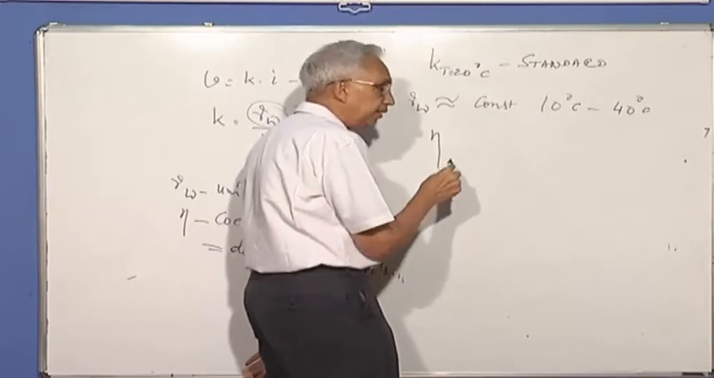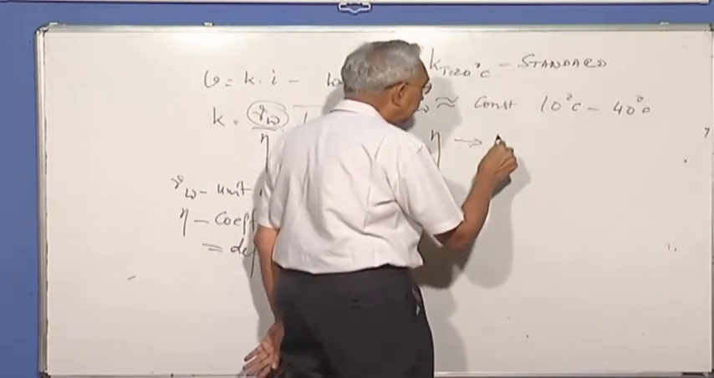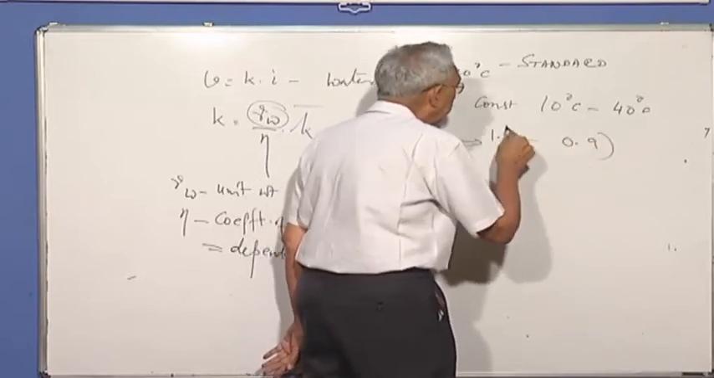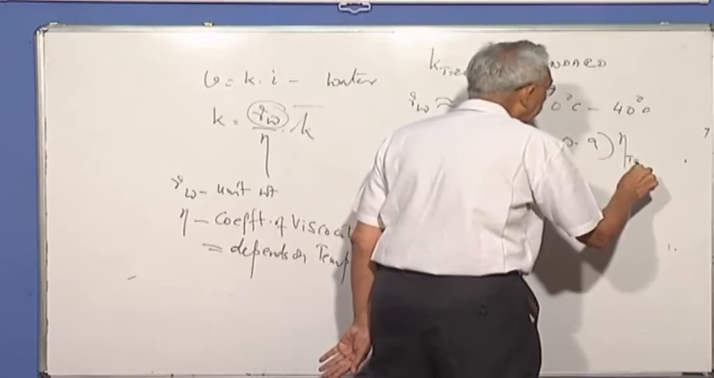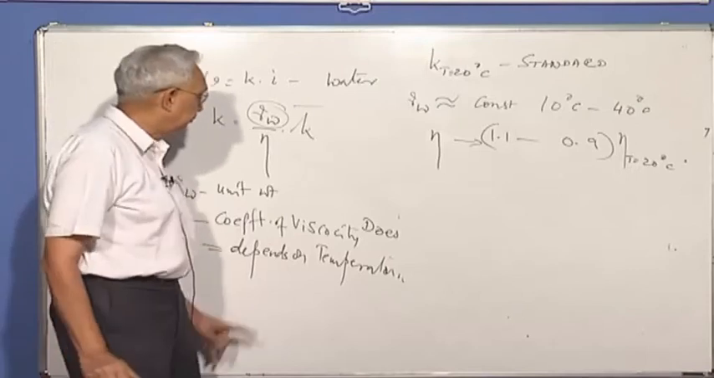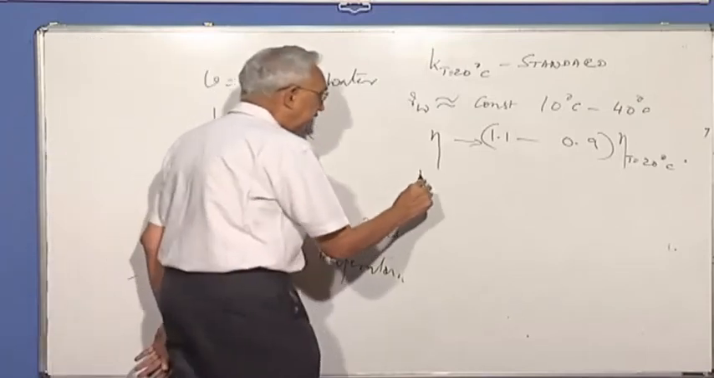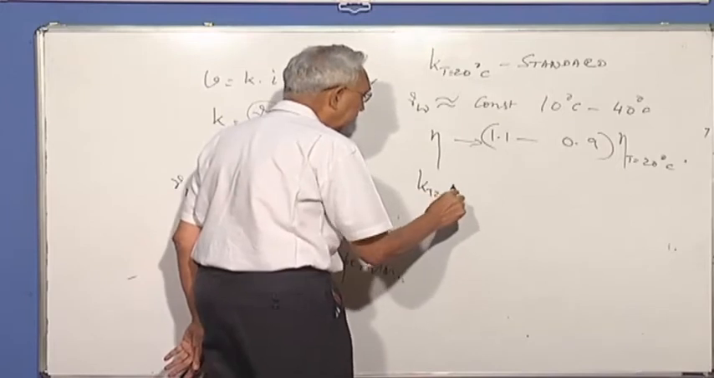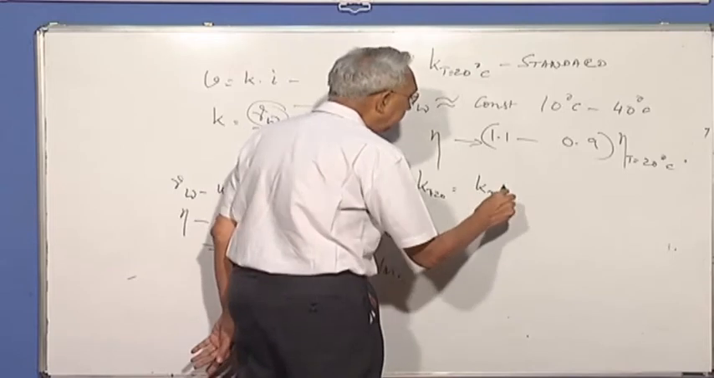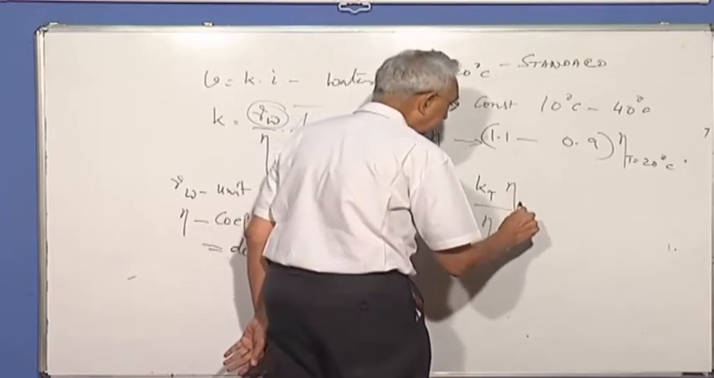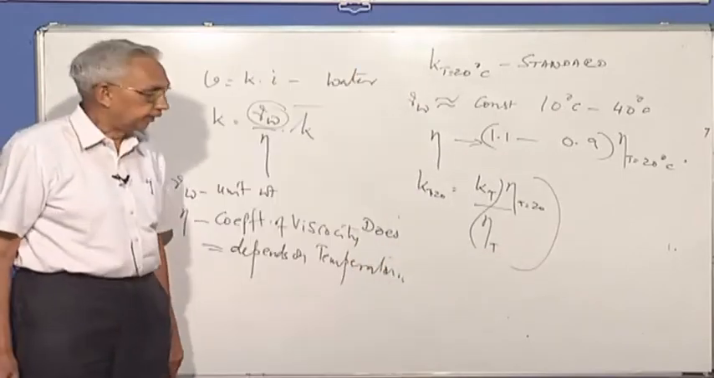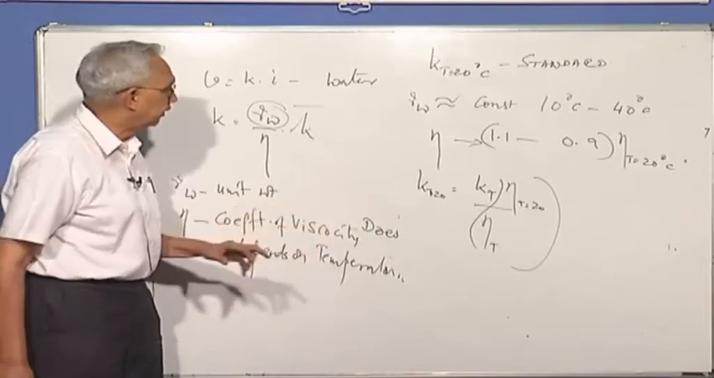If I am looking at, say, 10 degrees centigrade to about 40 degrees centigrade, eta can vary from something like 1.1 to 0.9 times eta at T equal to 20. So you find that we need to correct for temperature. Because it's inversely proportional, K at 20 degrees centigrade is equal to K at the lab temperature into eta at T divided by eta at 20. It's inversely proportional to the viscosity coefficient. So we take care of that.